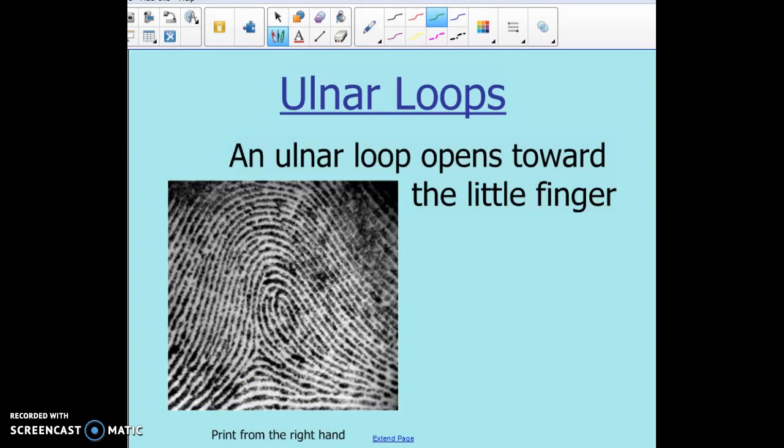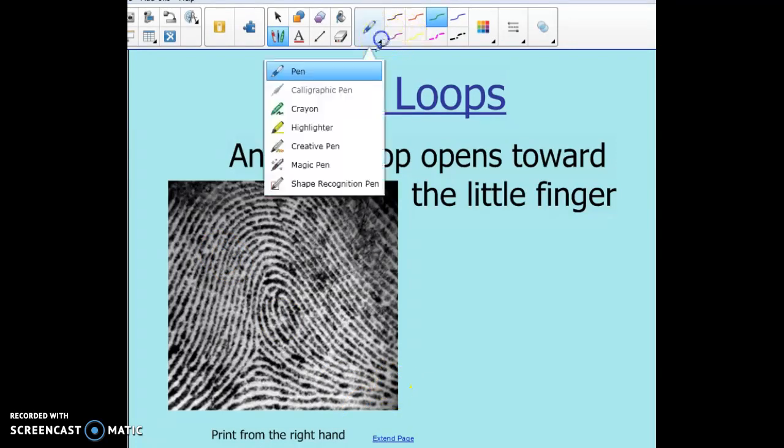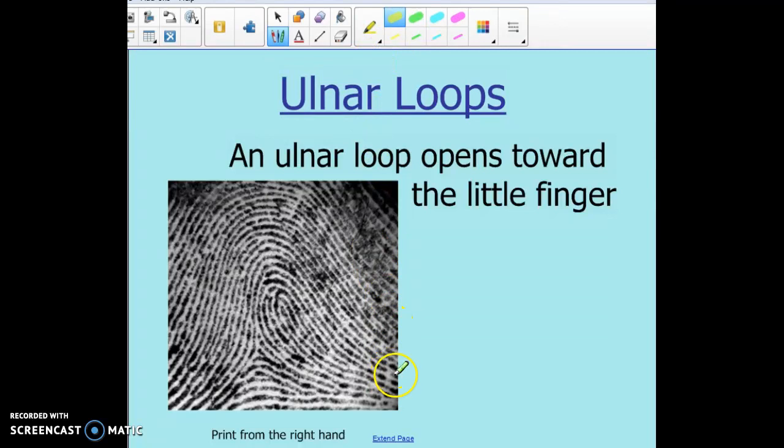There's 2 kinds of loops: ulnar loops and radial loops. We're going to take a look at ulnar loops first, but first let's look at just in general a loop. So here's your ridges. They start on this side, they rise up, they recurve, and they exit the same side that they came in. We said that there was 1 core and 1 delta. The core is the middle of the fingerprint here, and the delta is this triangle right here. So when we say that loops have 1 core and 1 delta, this is the core and this is the delta. And then the ridges enter one side, they recurve around, and they exit the same side.